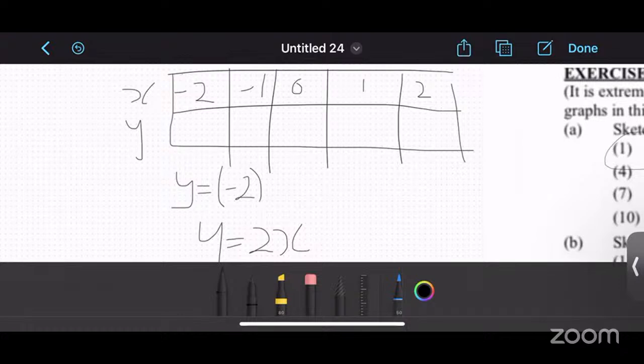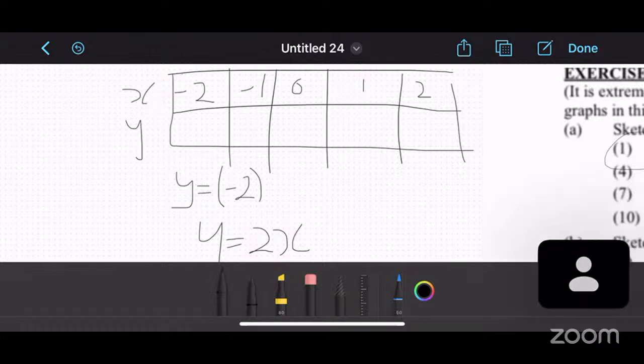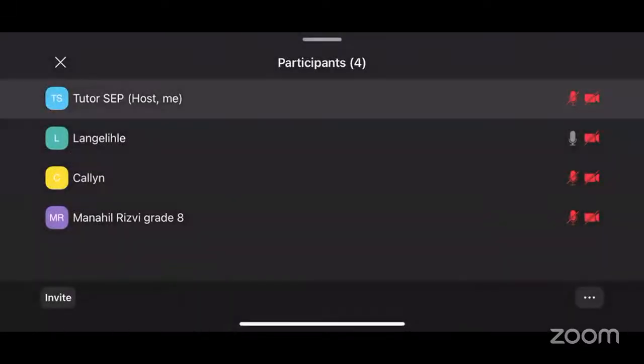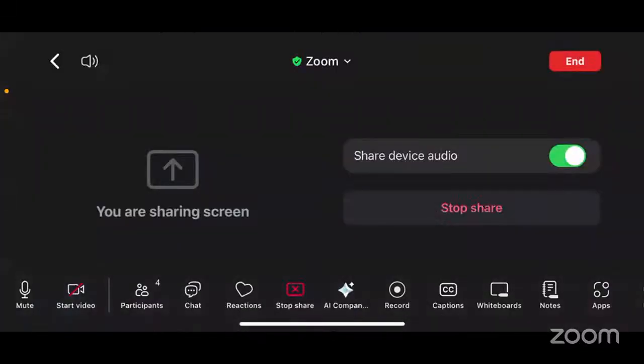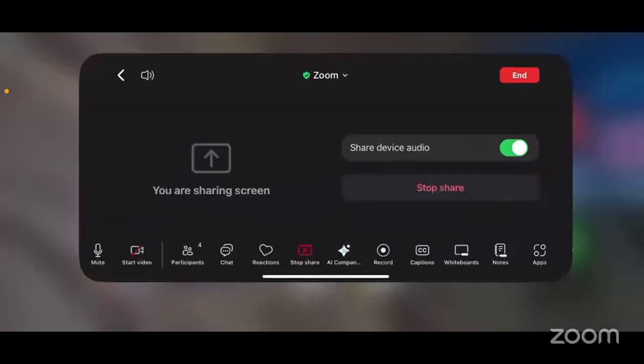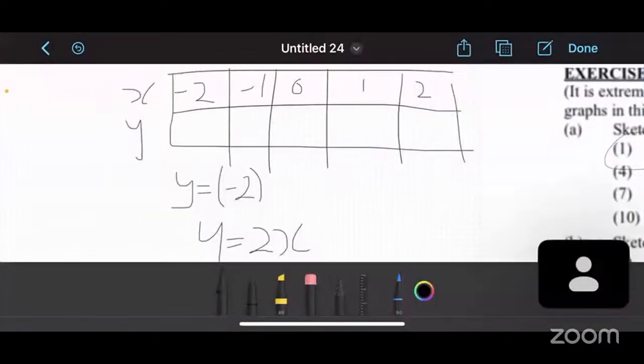Wait, ma'am, can I ask you a question? You can ask. Ma'am, while calculating, do you times it by 2 because it's 2x? So do we replace the x with a negative 2? Am I correct to say that? Yes, that's what you're supposed to do.